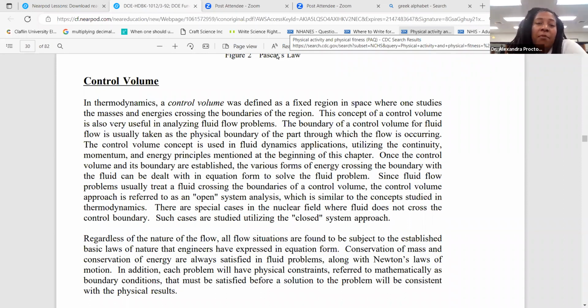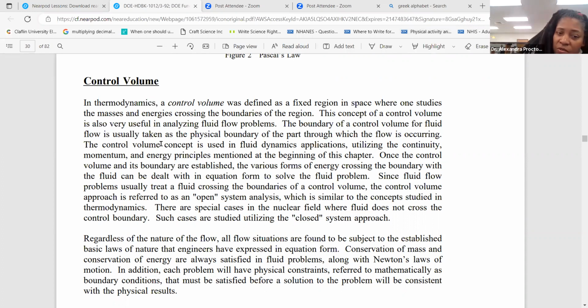So now, after talking about Pascal's law, we're going to talk about control volume. In thermodynamics, control volume is defined as a fixed region in space where one studies masses and energies crossing the boundaries of a particular region. This concept of control volume is very useful in analyzing fluid flow problems. The boundary of a control volume for a fluid flow is usually taken as the physical boundary or the part through which the flow is occurring.